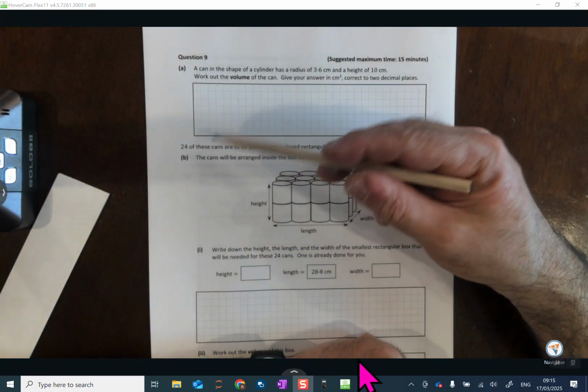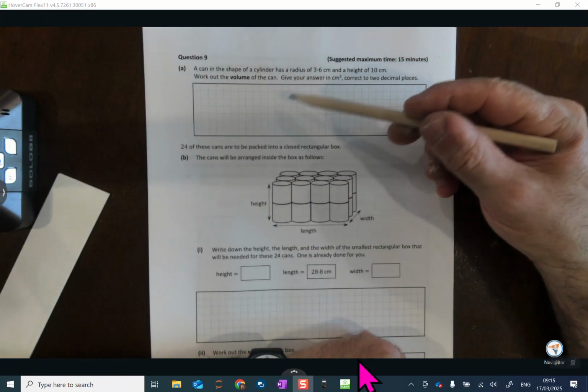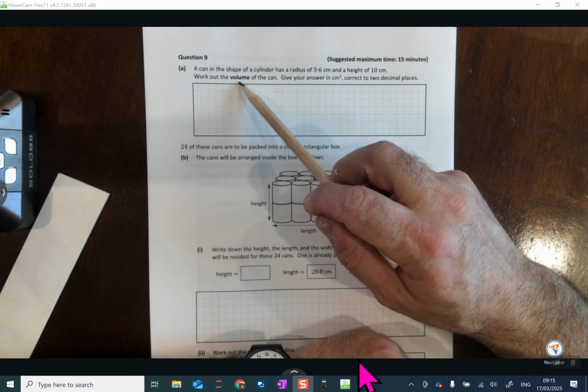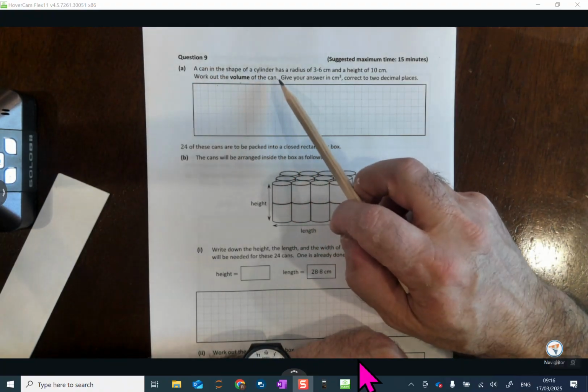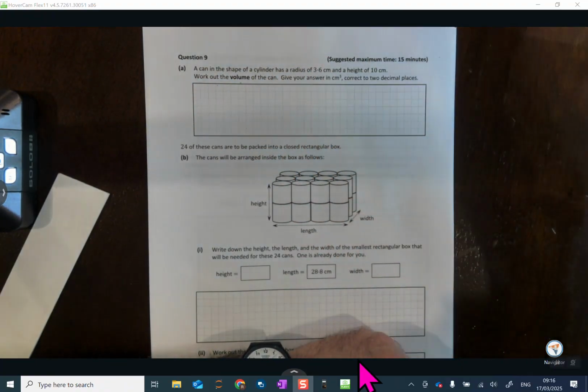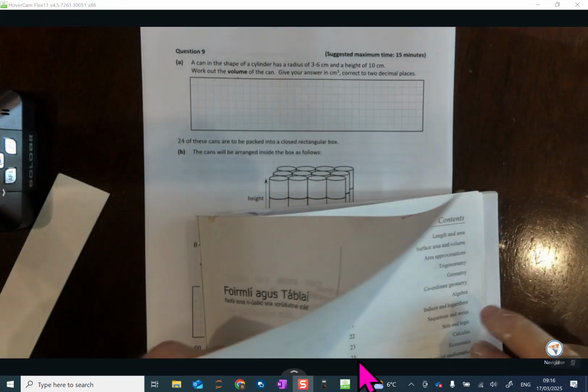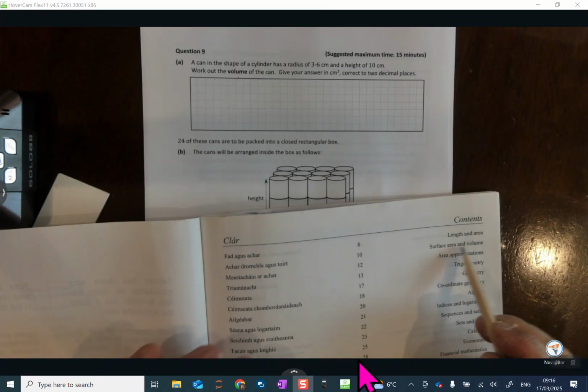But this is question B. So let's look at question A. It's probably a basic calculation on area or volume. Let's see. Yeah, it's volume. A can in the shape of a cylinder. Okay, so straight away once we see the word cylinder, we're heading to the volume section of our tables. Okay, the area and volume section of our tables, which is page 10 and 11.